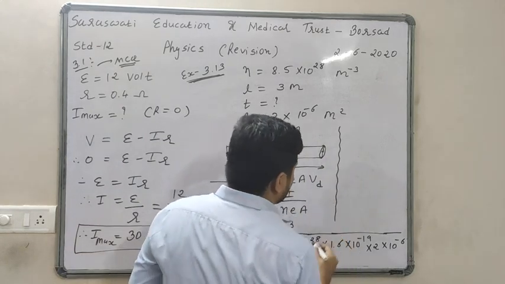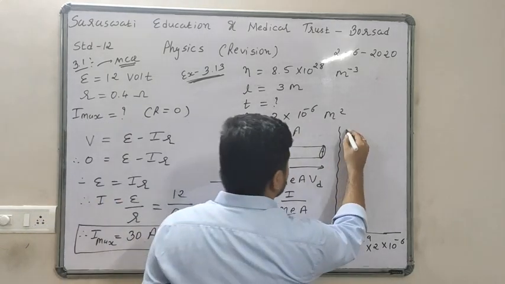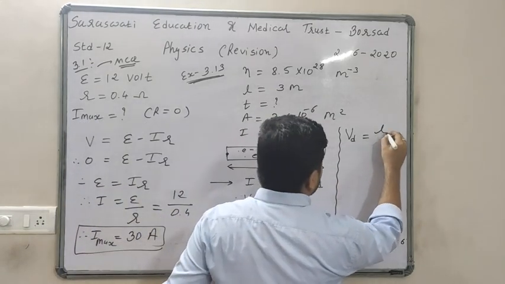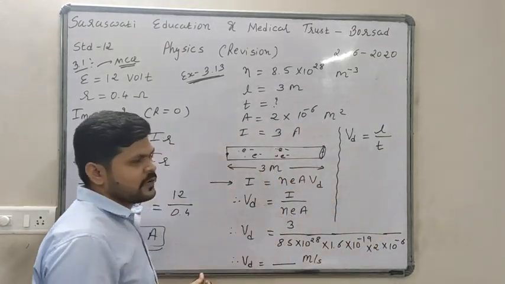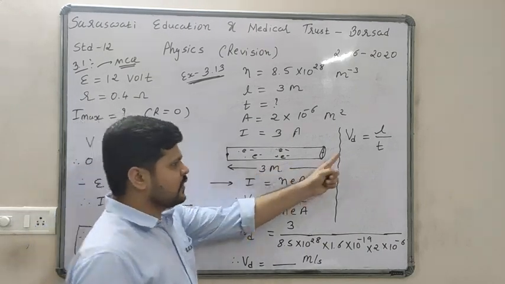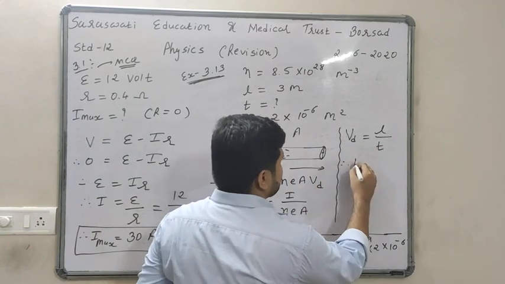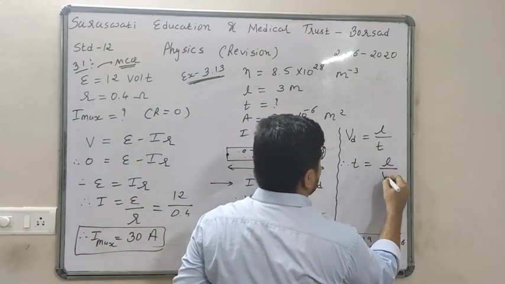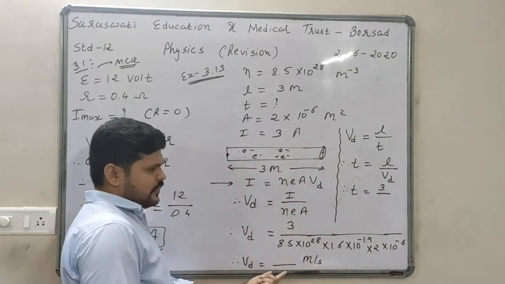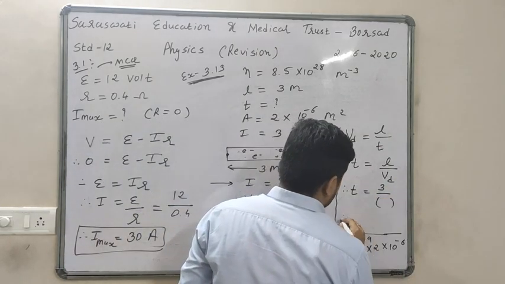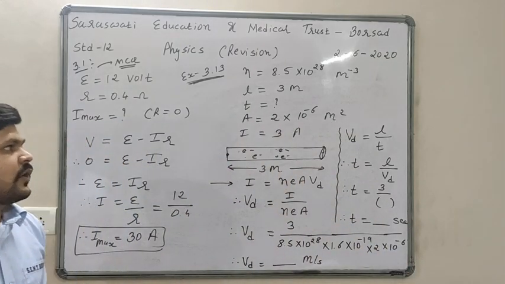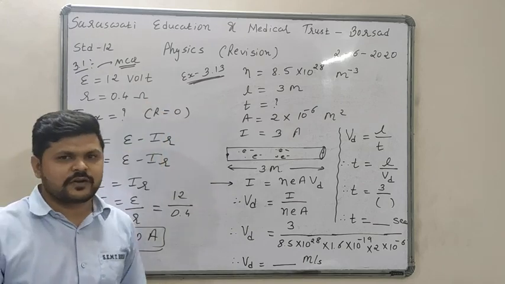After finding the drift velocity, what will you do? Drift velocity Vd is equal to length upon time, or distance covered upon time. Here the distance covered by the electron is 3 meter. So velocity is length upon time, so we can say that time is equal to length upon drift velocity. Length is 3 meter. You can put the value of Vd here and calculate it. You can find out the time in second. So this is how you can calculate exercise number 3.13.